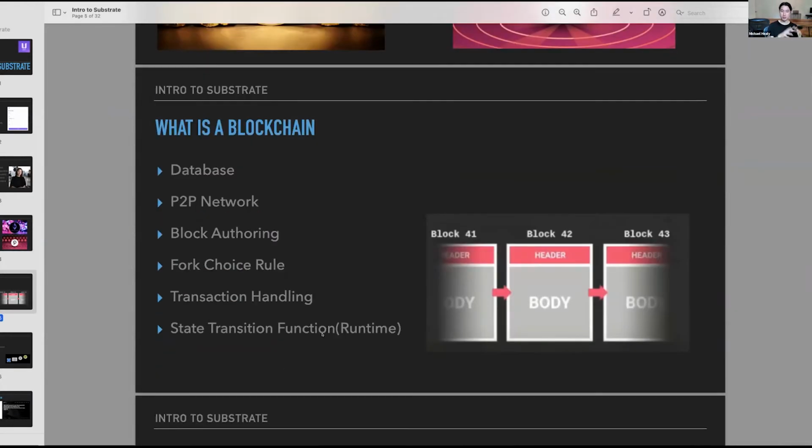Taking a step back, what is a blockchain? A blockchain has many different parts. It's got a database, it's got a peer-to-peer network, and you need to author blocks. The point of a blockchain is storing data in many different blocks.